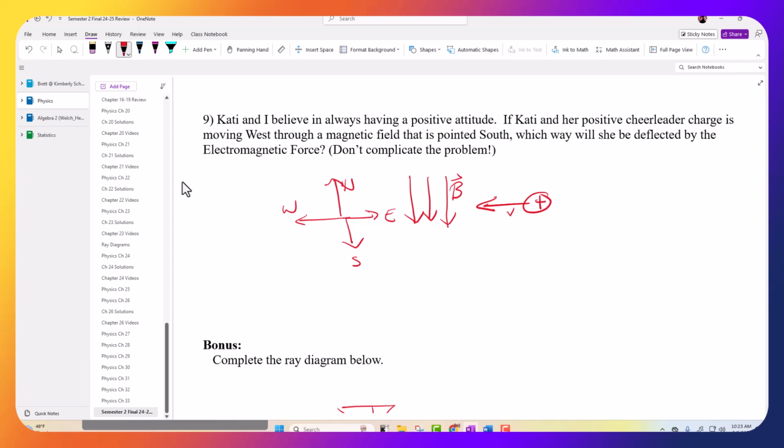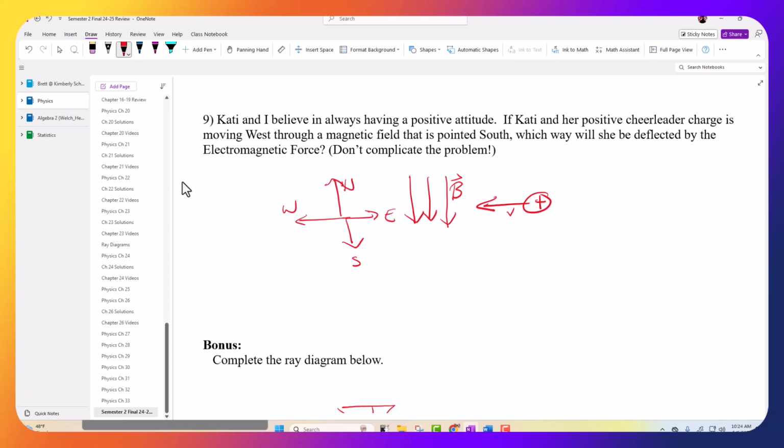Well, here's what I'm going to do. I am actually going to point myself west. Physically make my body point to the west, which would be the front of the classroom. My fingers are going to point in the direction of velocity. I am going to curl my fingers in the direction of the magnetic field. Which way is the magnetic field pointed? South, which would be towards the South Hills or towards the South Hall.